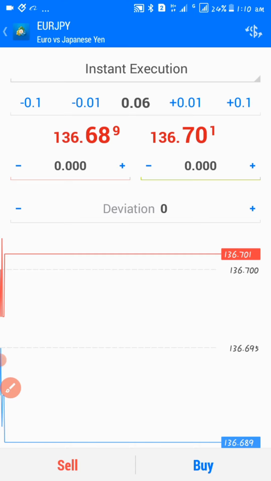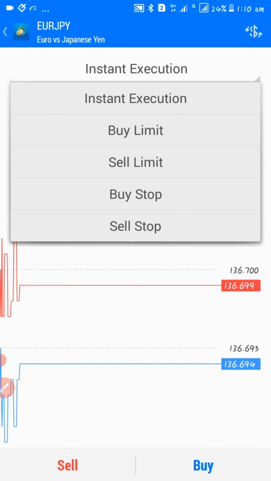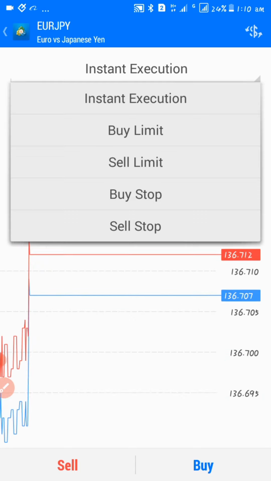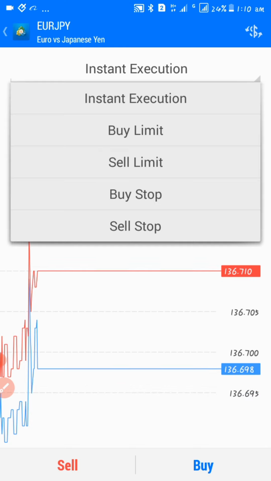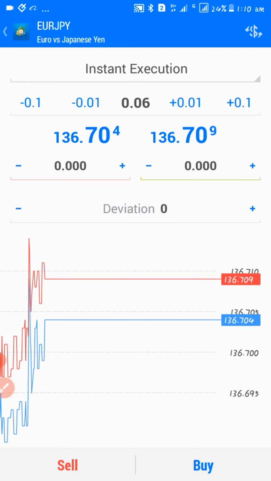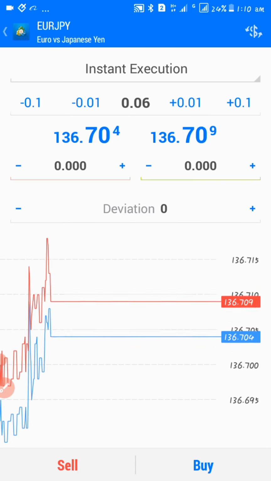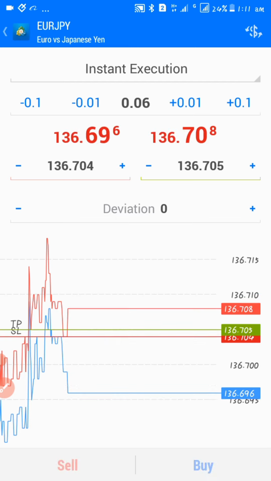So let's quickly click on it. Okay, we have instant execution, buy limit, sell limit, buy stop, sell stop. I will explain these terms later on. Now we are going to take instant execution, using lot size of 0.06. So we are going to long on this currency pair.